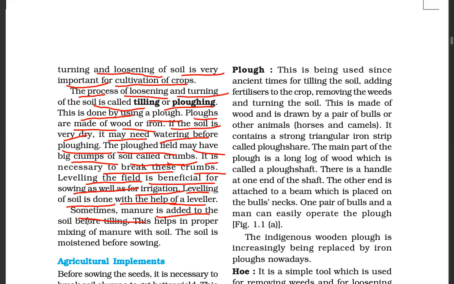Sometimes manure is added to the soil before tilling. This helps in proper mixing of manure with the soil. The soil is moistened before sowing, meaning it becomes moist, like soft, before sowing.